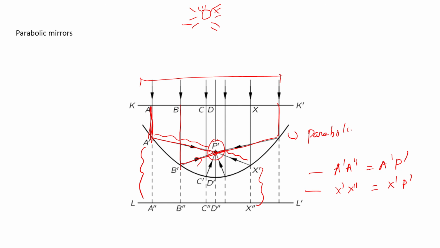That's why these kinds of mirrors are often used to focus light. You can Google parabolic mirrors and you can see huge parabolic mirrors that are often used in observatories.